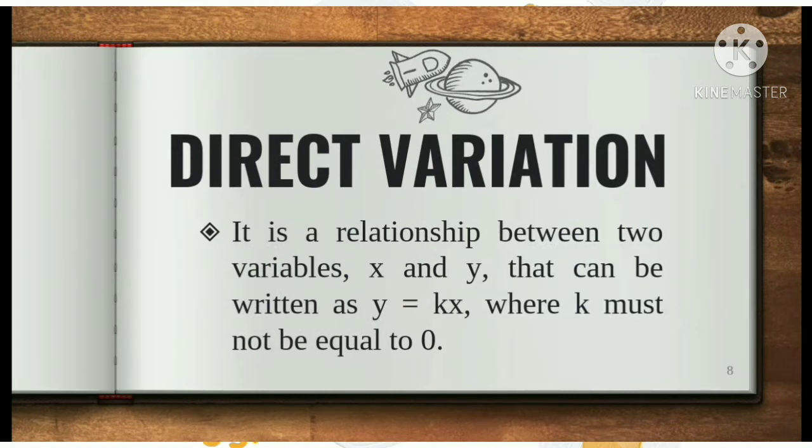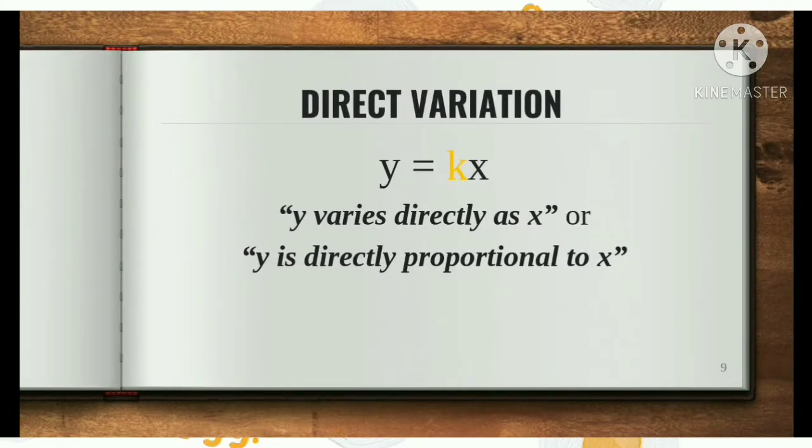Therefore, direct variation is a relationship between two variables, let's say x and y, that can be written as y equals kx, where k must not be equal to 0. In direct variation, we make use of the equation y equals kx. This can also be read as y varies directly as x, or y is directly proportional to x. Some would also say y is proportional to x.